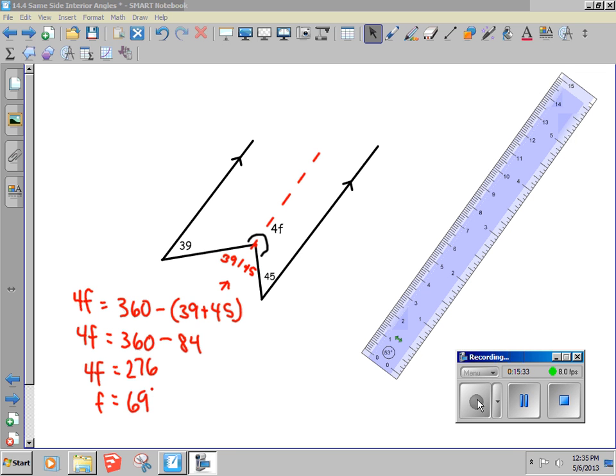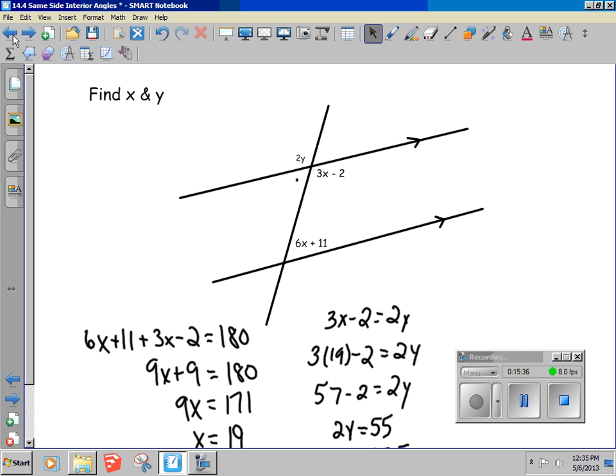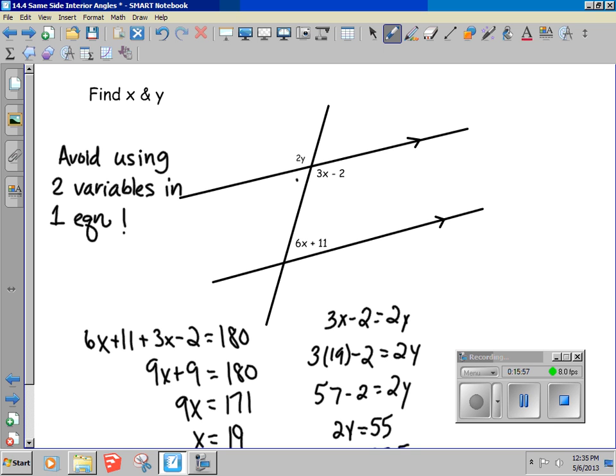Also, if we page back, I forgot to have you add, by this picture, a note. So the first example we did, I want you to make sure you add a note saying, avoid using two variables in one equation. Because there's usually another way to do it. And remember, we solved for x and then went back for y. You don't want x and y both in the equation at first.